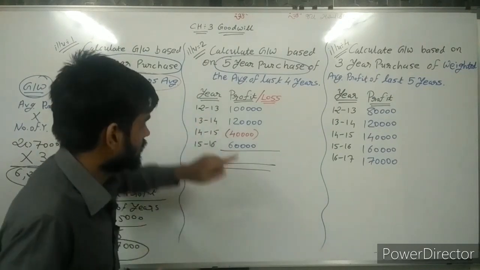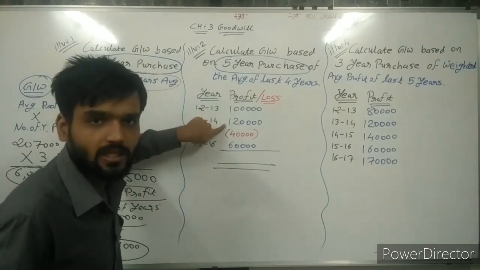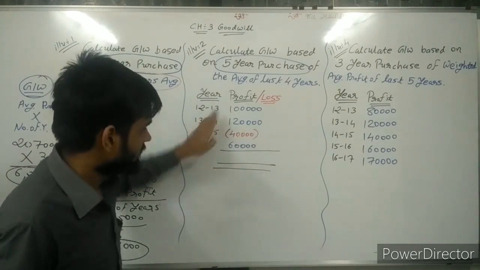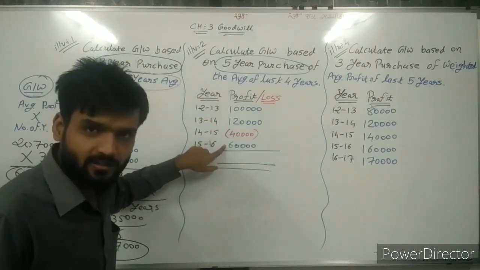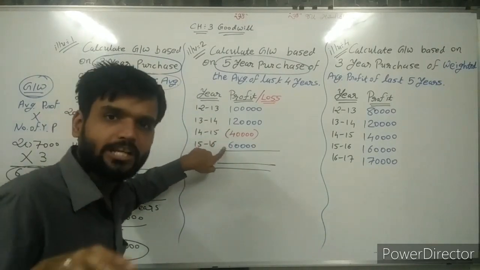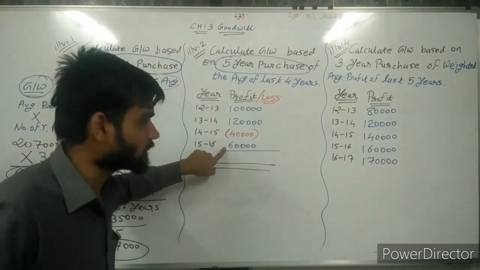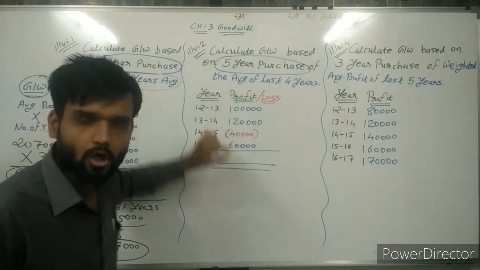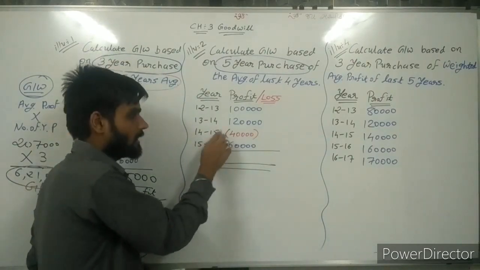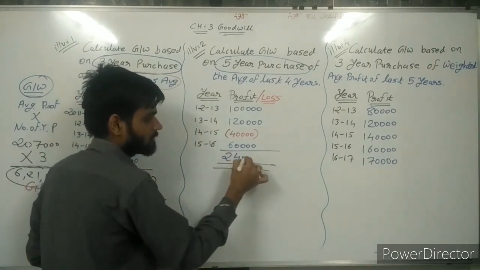So it is deducted. Total of these two first: 1 lakh plus 1,20,000, sir, 2,20,000. Skip 40,000. First of all, add this 60,000. So 220 plus 60 is 280. So 2,80,000. Now from 2,80,000, we deduct 40,000 because it is a loss. So 2,80,000 minus 40,000, your answer is 2,40,000.